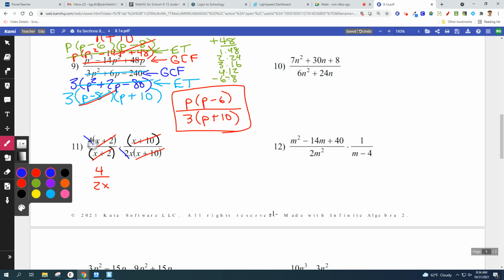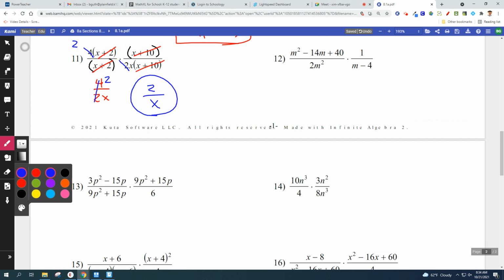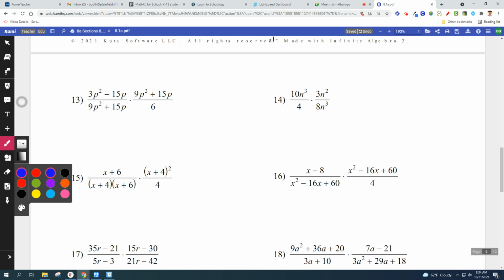2 goes into 4 2 times. You're going to end up with a 2 on the top and an x on the bottom. That's the answer. That's the simplified answer. When they say simplify, they mean cancel out the common factors. All right, now on the back.